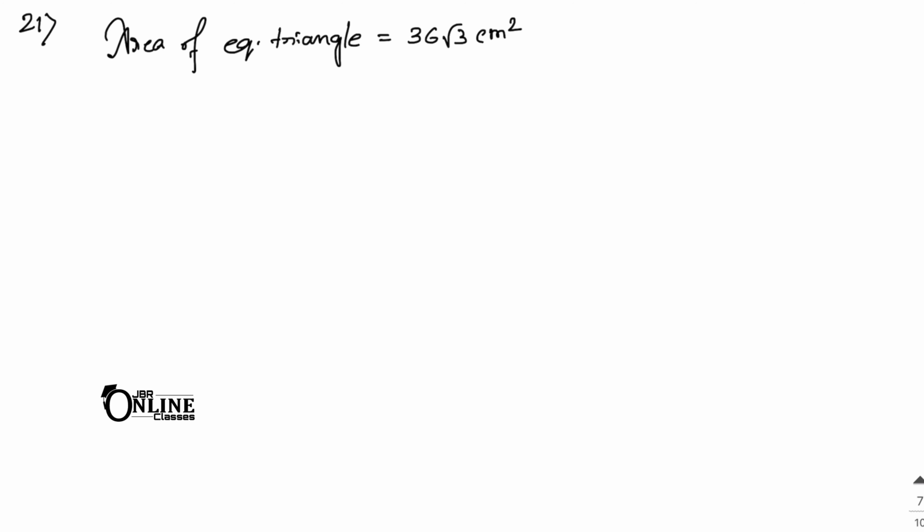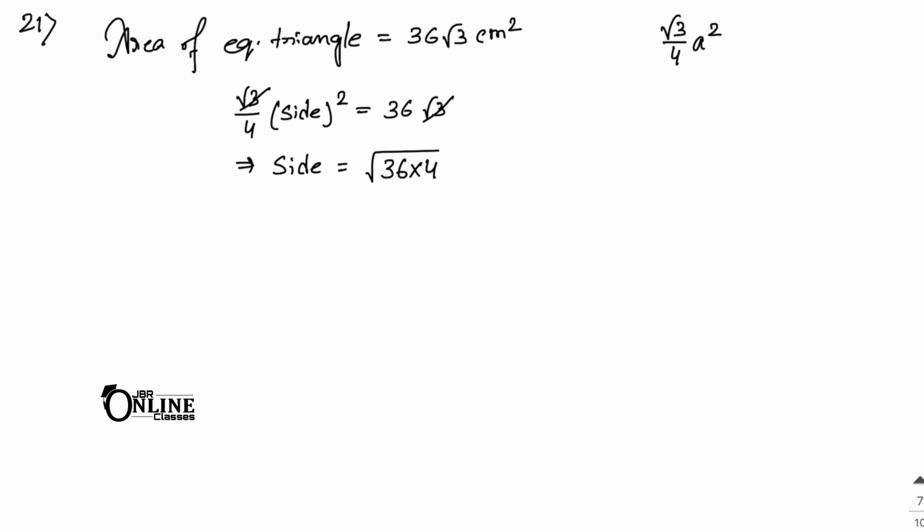Okay, so as this is an equilateral triangle, you know the formula to find out the area of the equilateral triangle, that is root 3 by 4 a square, where a means the side of the triangle. So here you can write down root 3 by 4 side square, that equal to 36 root 3. Root 3 cancel out. So here side square equal to 36 into 4, that means side equal to 6 into 2, and that equal to 12 centimeter. That means each side of the equilateral triangle is 12 centimeter.